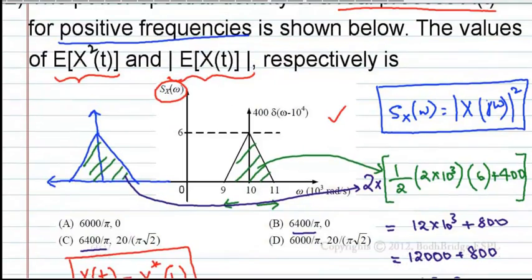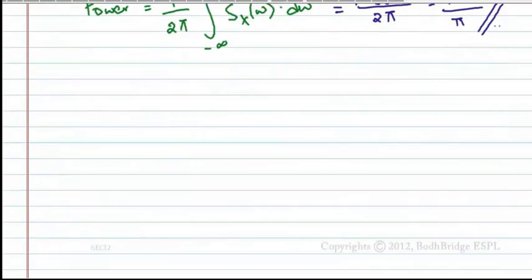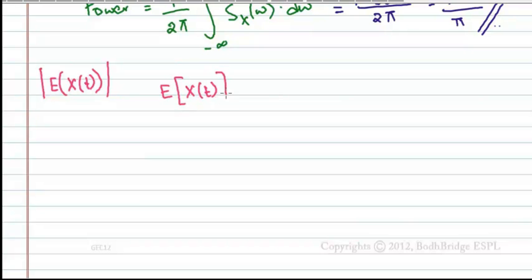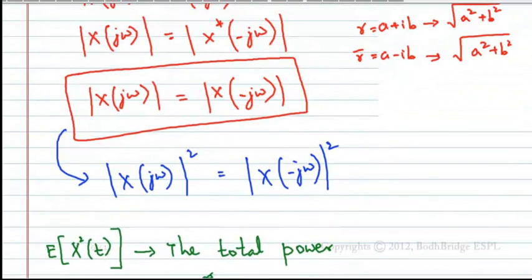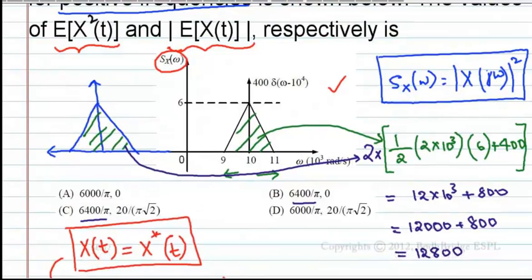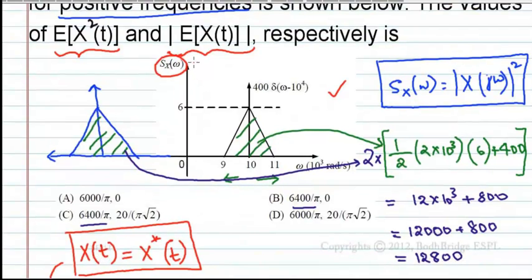Now, the second part, what he has: mod expected value of x of t. Mod expected value of x of t he is asking. What is expected value of x of t? That is the mean. Mean can also be said as the DC component. From the power spectral density, what do you see? Power spectral density is mod x of j omega square. It indirectly gives mod x of j omega also.